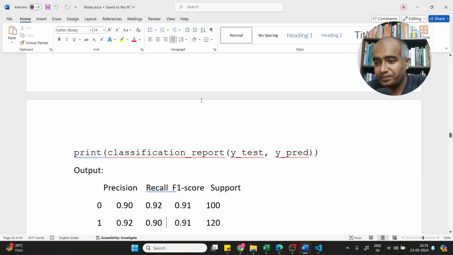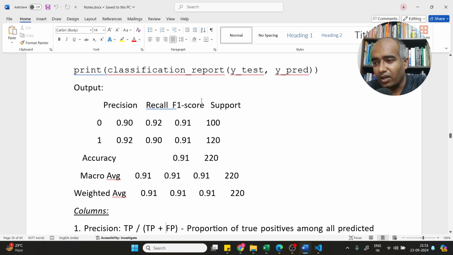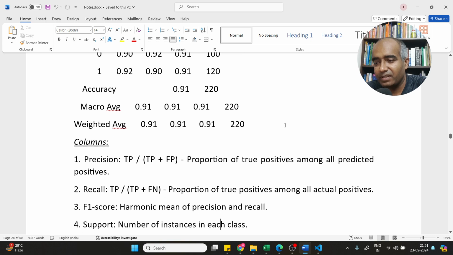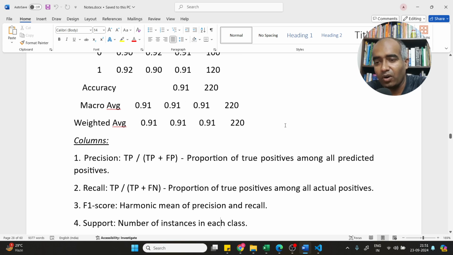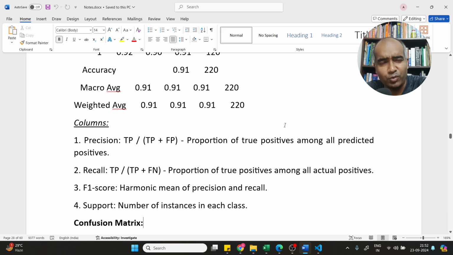So let us see. If you print it, on each class there are precision, recall, and F1 score. What are they? Precision means the proportion of true positives among all predicted positives. The formula is true positive divided by true positive plus false positive. Recall is calculated as true positive divided by true positive plus false negative, the proportion of true positives among all actual positives. F1 score is the harmonic mean.